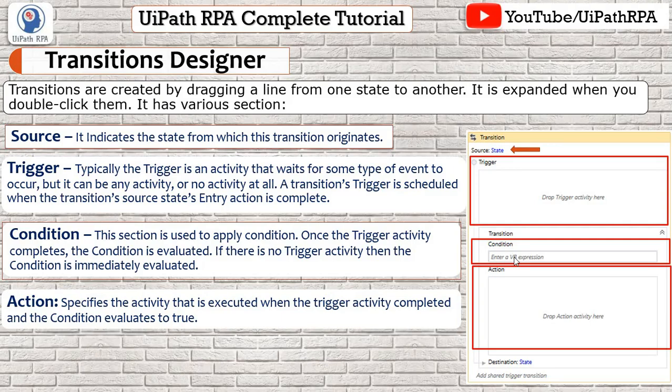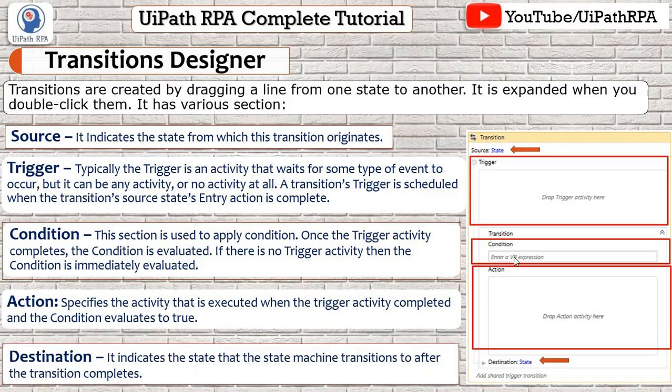Same as if 2 minus 2 equals 0, so this is true. If it is true, then it will go to the action side, this action area, and if it is not, then again it will go to the trigger area of the source state. So if the condition evaluates to true, then this action will be executed, otherwise it will directly exit from there.